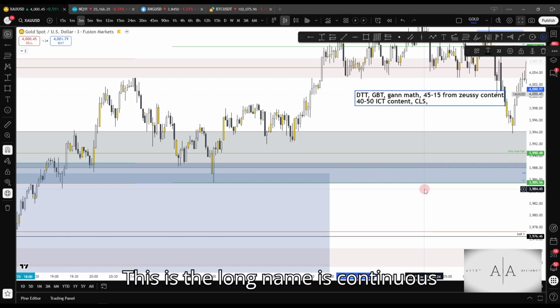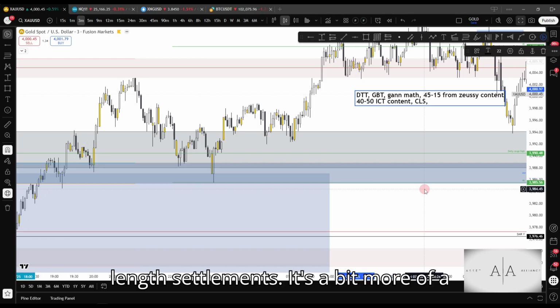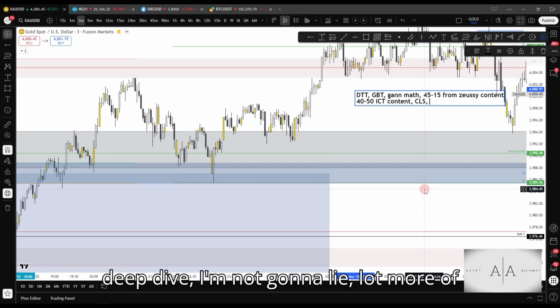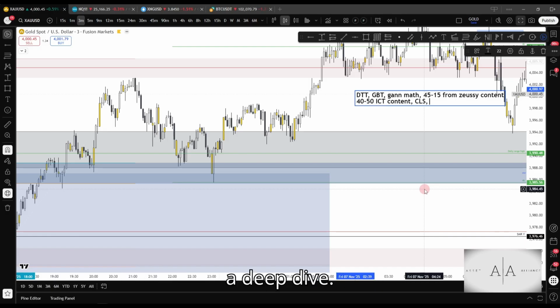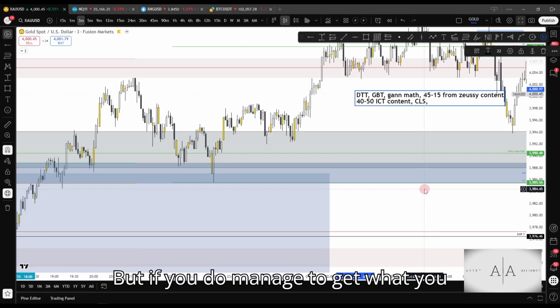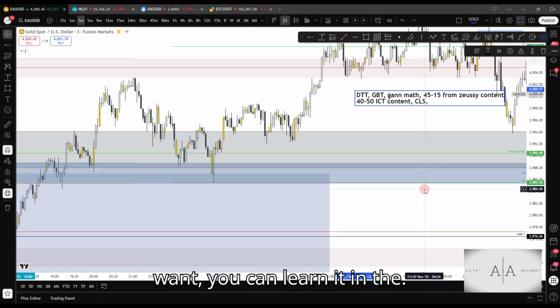You can learn CLS also. CLS, the long name is Continuous Length Settlements. It's a bit more of a deep dive. I'm not gonna lie, a lot more of a deep dive. But if you do manage to get what you want, you can learn it in the BBB book in our Discord. Bold, Bolder, and Boldest is the name. Really great book in terms of educational purposes for CLS also. There's a whole section on it.